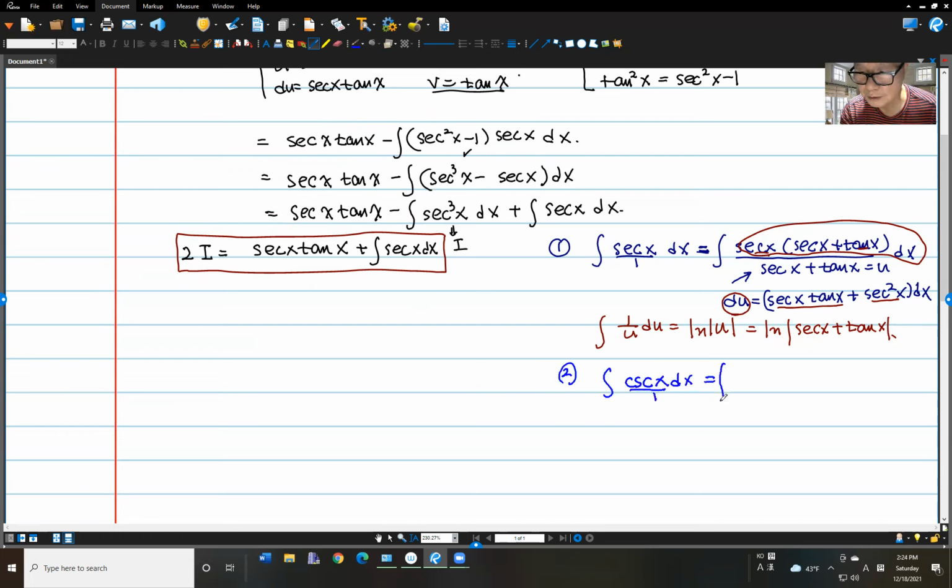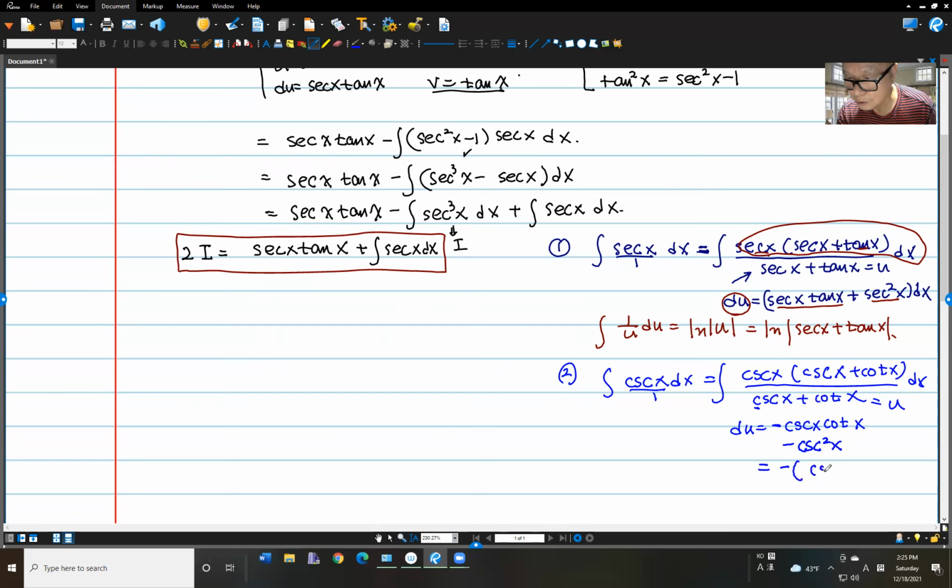Maybe another one is possible, in case of cosecant x dx. This is the same process. On top you multiply by itself, the additional one is cotangent x, so cosecant x plus cotangent x in the bottom, times dx. When you take this as u, what is du? The derivative of cosecant x is minus cosecant x cotangent x, already we start to see we have a minus, and the derivative of cotangent x is minus cosecant square x. So we have cosecant x cotangent x plus cosecant square x dx.